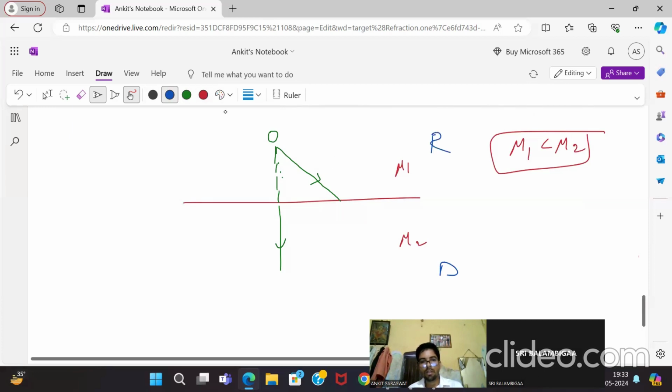Then in which direction will it bend? Towards the normal, like this. When you drag it back, it is coming from here, and O dash will be here. This is D and this is D dash. Then delta S will be D minus D dash. Is it positive or negative?